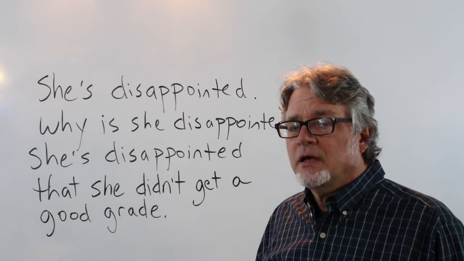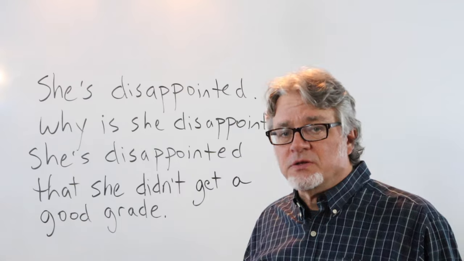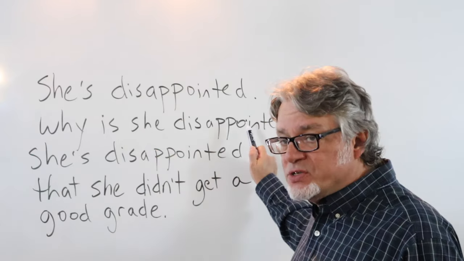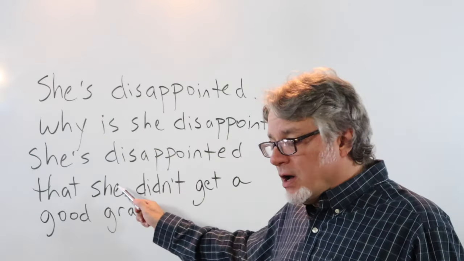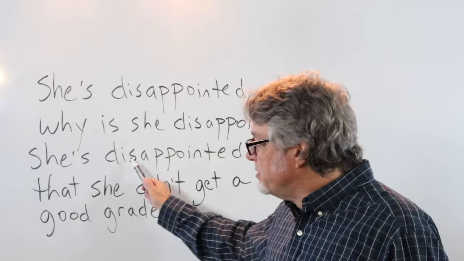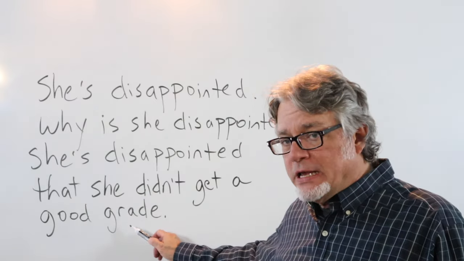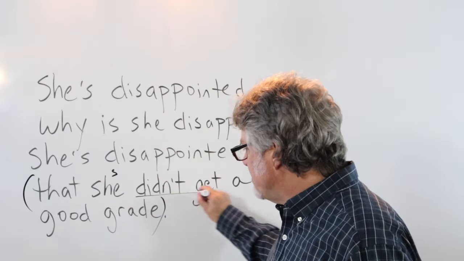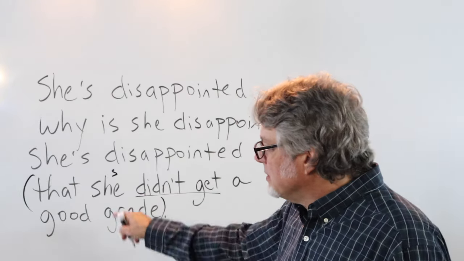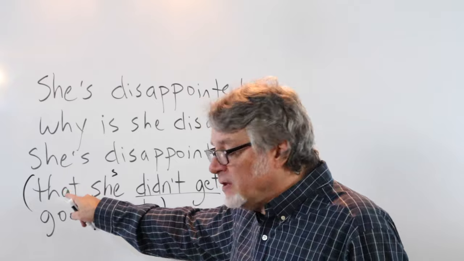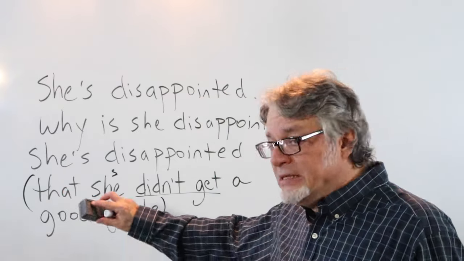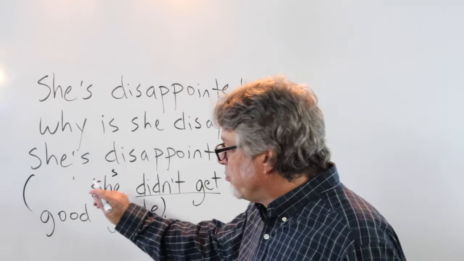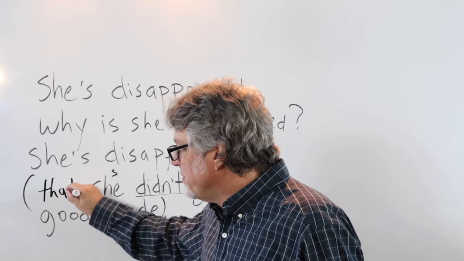Noun clauses often provide information about why a person feels a particular way. She's disappointed. Why is she disappointed? The noun clause explains why. She's disappointed that she didn't get a good grade. Here's the noun clause. This is the subject. Here's the main verb, and then this is an object. This is also an object. You could eliminate this and say, she's disappointed she didn't get a good grade. But I think it's a good practice for you to use that.